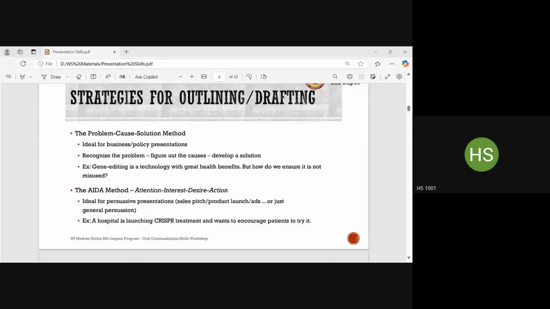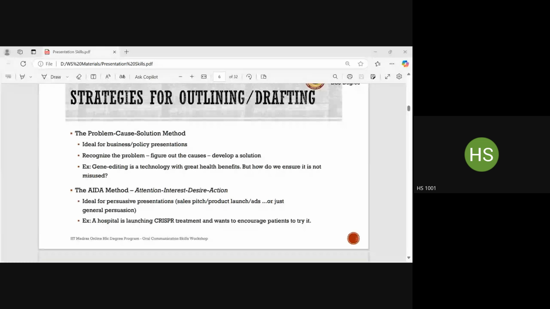The problem, cause, solution method. This is ideal for a business presentation or policy presentations where the need is to identify a problem, understand the causes, understand what is causing that problem, and then arrive at a solution. You want a solution to this problem. That is why you're making this presentation.